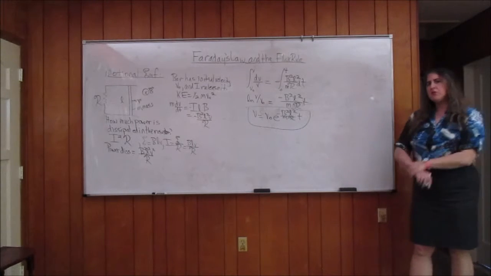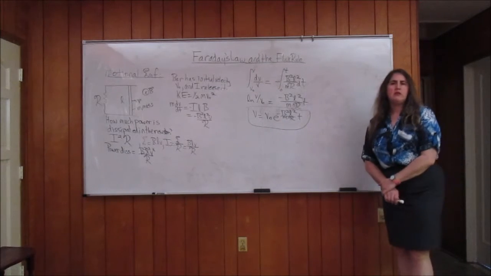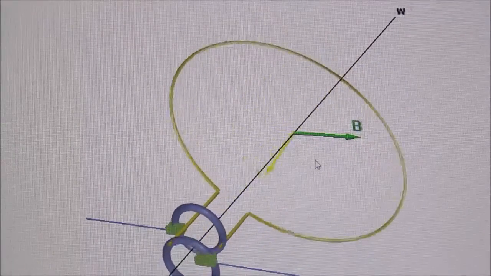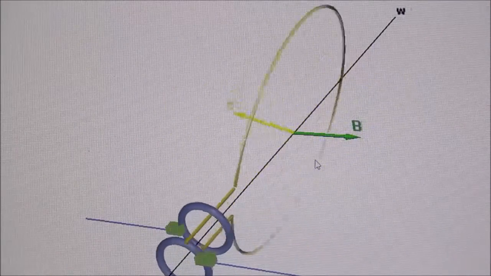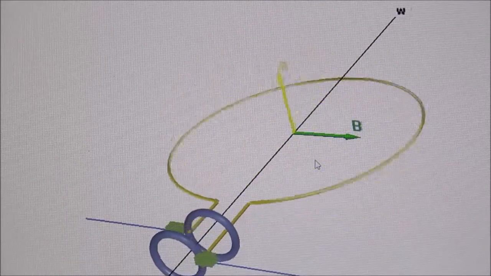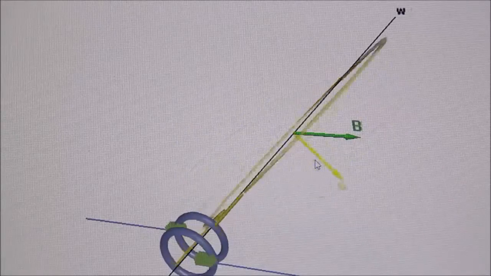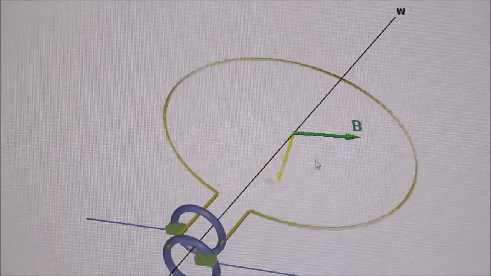Okay, so let's look at another kind of generator, an alternator. So let's look at a simulation right now. An alternator is formed of a loop that rotates with angular speed omega in a uniform magnetic field. The magnetic flux through the loop continuously changes, and hence so does the EMF.